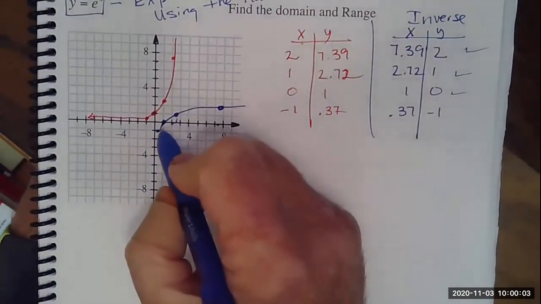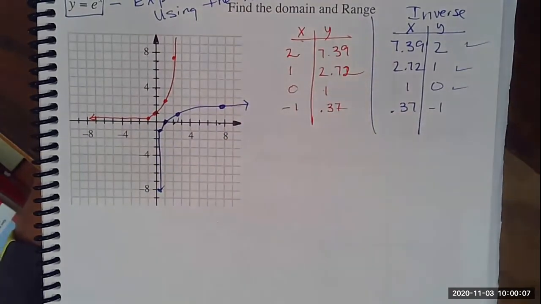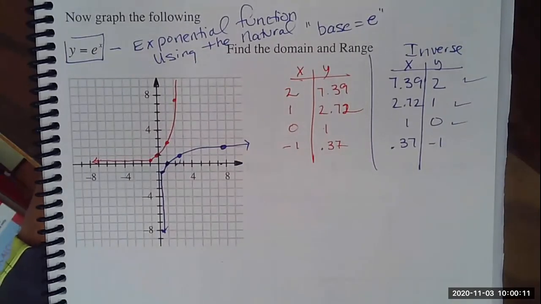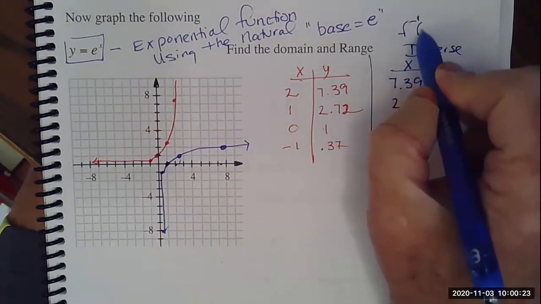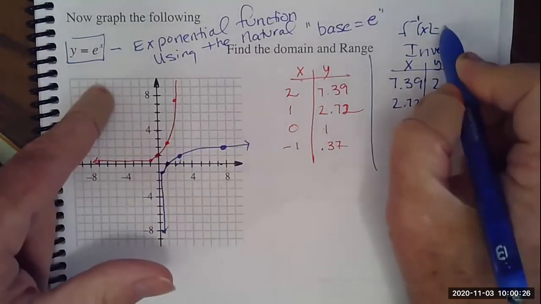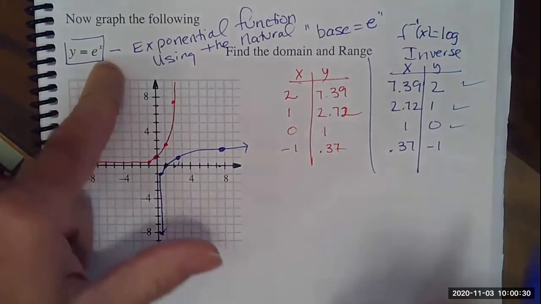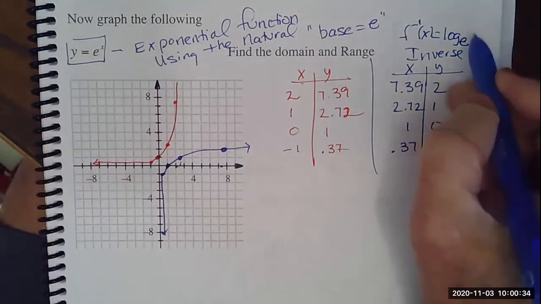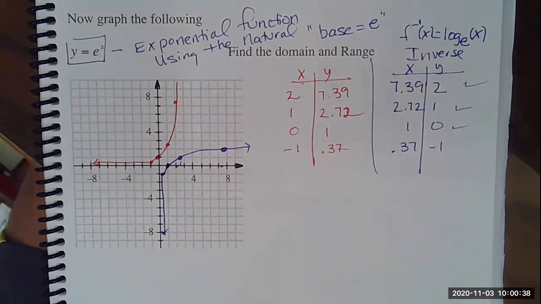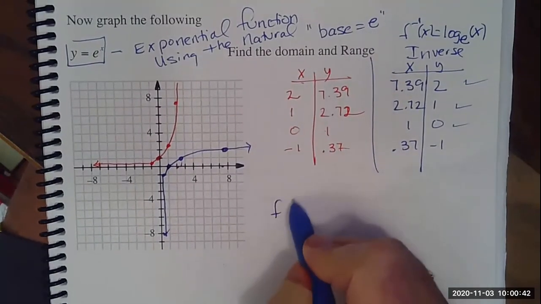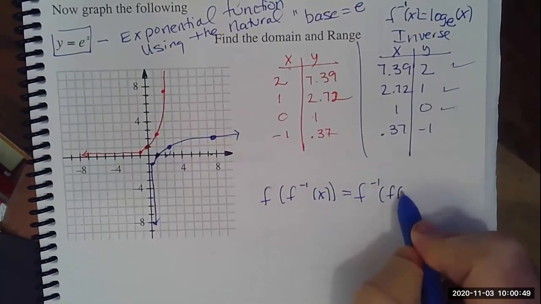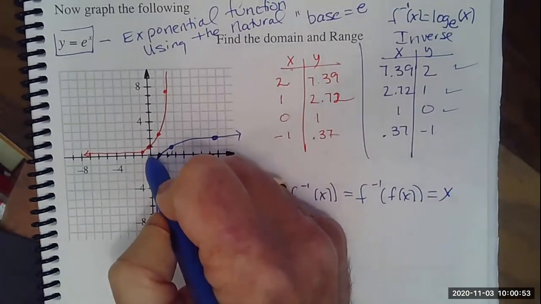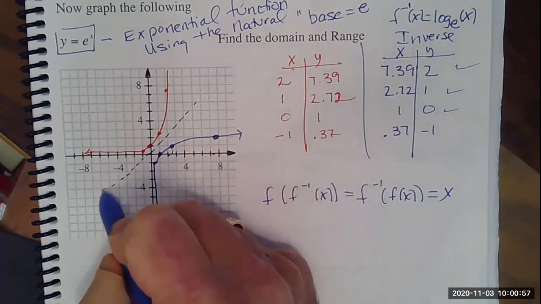It doesn't stop there. Inverses have that characteristic that you all learned about probably the fourth week of the semester: if you take the composition of the two functions, so we call this one here f inverse of x is equal to log base e of x, then f of f inverse of x, or f inverse of f of x, always produces x, which is this line of symmetry.